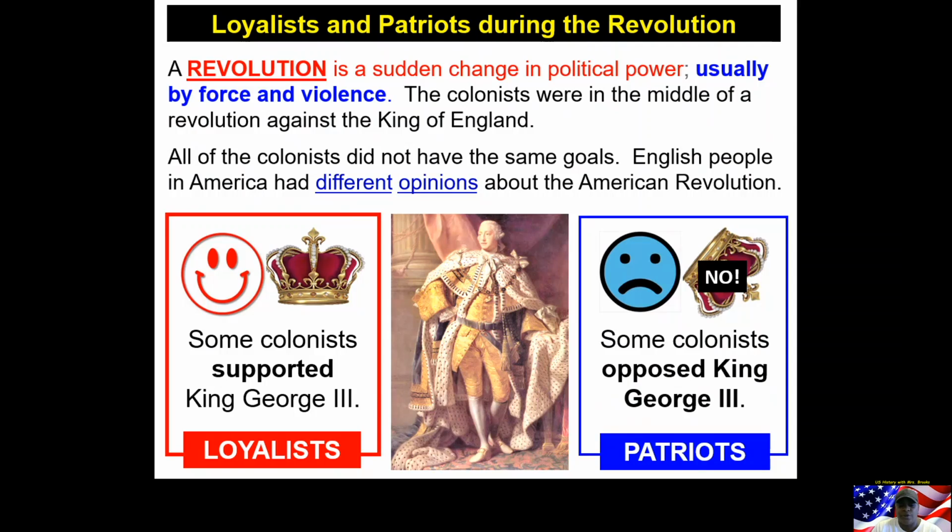Now, you have two groups of people. You have some people who are going to be called the loyalists. The loyalists are the people who supported King George III of England. They say, you know, it's not really his fault. He's doing the best that he can. You know, it's really Parliament. They're the ones who are making all these tax laws that are causing problems for us. So maybe we should just try to work with the king. Maybe we should work with him and not blame him for everything. Those are the loyalists, also called the Tories.